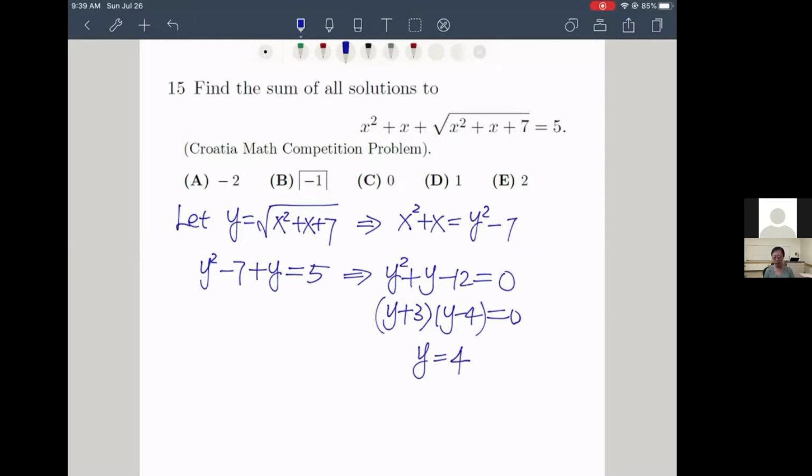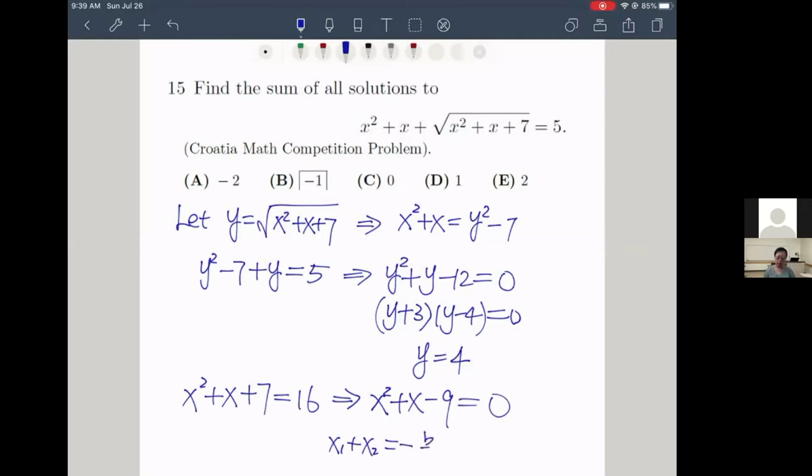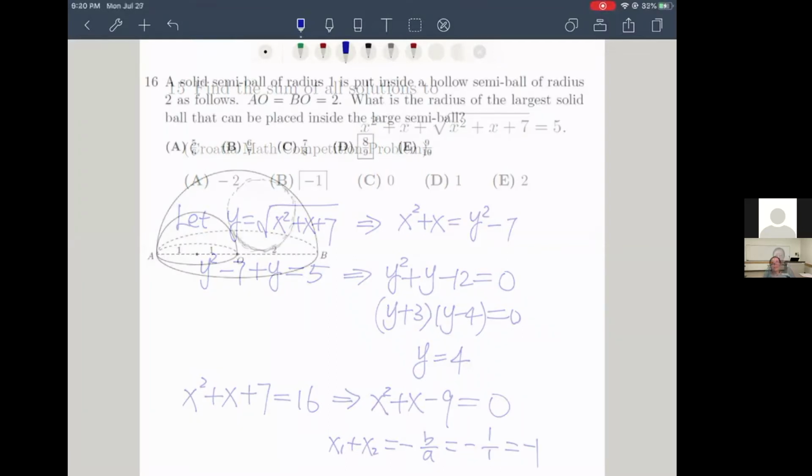It cannot be negative. And we have x squared plus x plus 7 equals 16, so x squared plus x minus 9 equals 0. This is a quadratic equation. We don't need to find the specific x because we have Vieta's formula, which tells us that the sum of the two roots equals negative b over a, where b is 1 and a is 1, so it's negative 1. The answer is B.